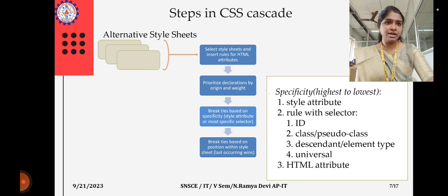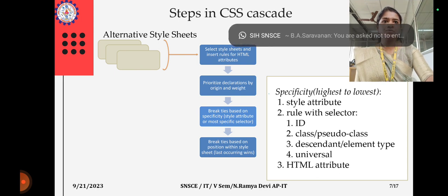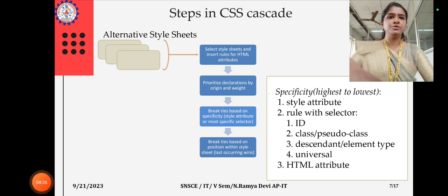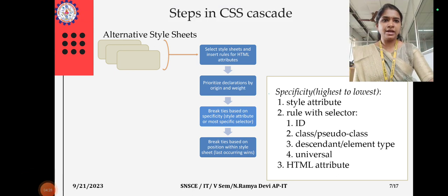So first we have to declare all the style sheets, and then we have to select the style sheet and insert rules for HTML attributes, and then we have to prioritize the declarations by origin and weight, and then we have to break the ties based on the specificity, like style attribute or most specific selector, and we have to break ties based on the position within the style sheet, last occurring wins. These are all the specificity, highest to lowest. The first one is the style attribute, and then the rule with selector. So the rule with selector declares the ID, class, pseudo-class or descendant, element type, universal, and then the HTML attribute.